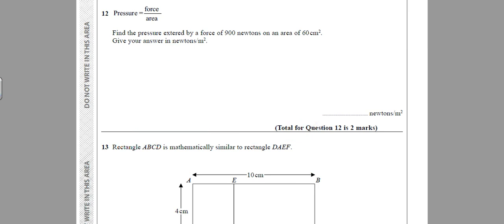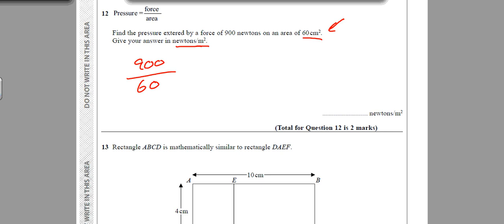Now this one here, pressure equals force divided by area. So we've got the pressure, which is 900, and we've got the area, which is 60 centimeters squared. So it looks dead easy, 90 divided by 60. However, it says give your answer in newtons per meter squared. Now this is centimeters squared. So we've got to convert centimeters squared into meters squared. So what we've got to do is turn this 60 centimeters squared into meters squared.